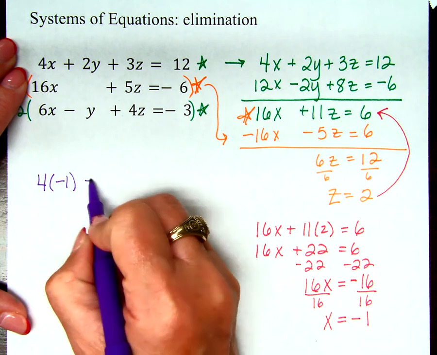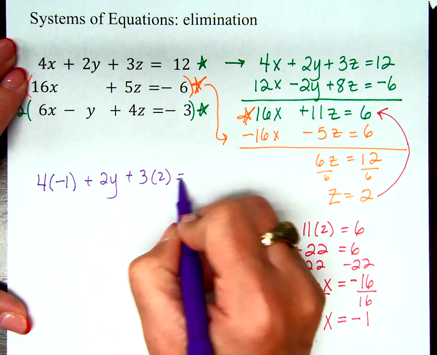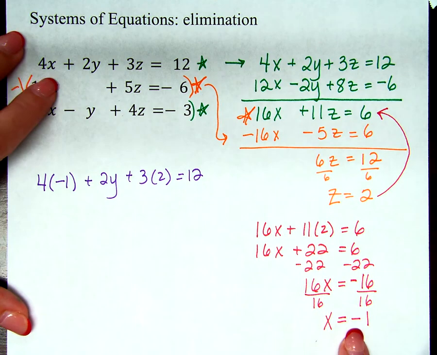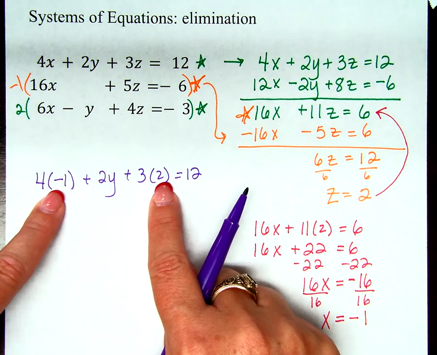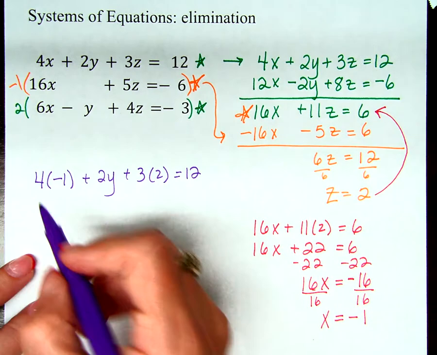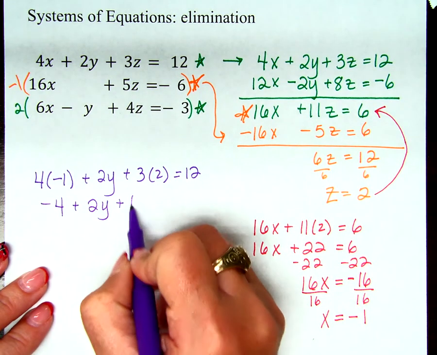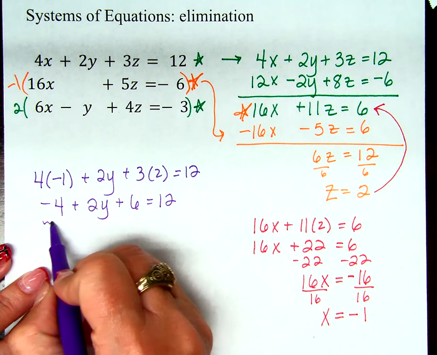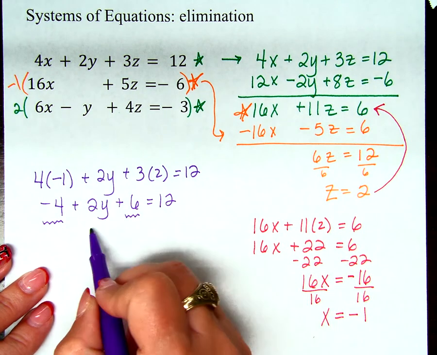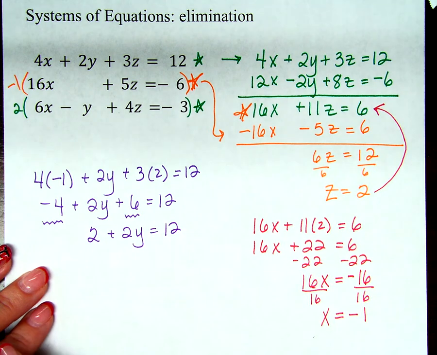So I'm substituting in what I know as I rewrite the problem. Okay, so I know x is negative 1, and I know z is 2. So I plugged those both in as we're going. So negative 4 plus 2y plus 6 equals 12. And I know that negative 4 and 6 is 2. So 2 plus 2y equals 12.